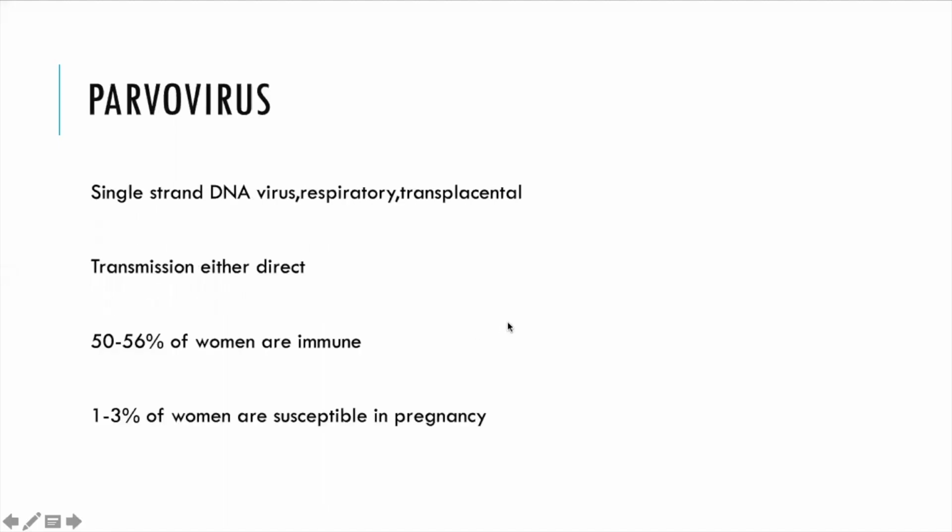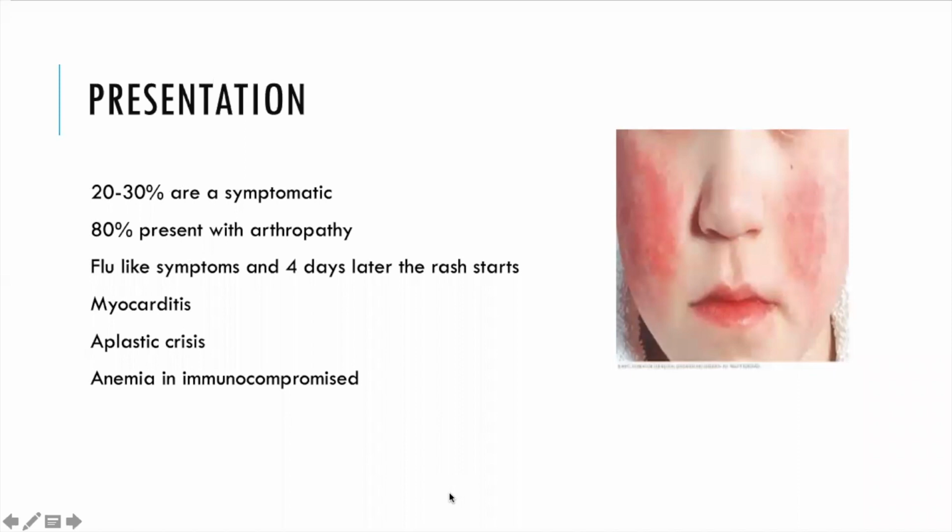Parvovirus is a single-stranded DNA virus. It is transmitted by respiratory droplet or transplacentally. 50 to 56% of women are immune, 1 to 3% of women are susceptible in pregnancy. In presentation, 20 to 30% are asymptomatic, 80% present with arthropathy, flu-like symptoms, and 4 days later the rash starts. Myocarditis, they can present with aplastic crisis, anemia and immunocompromised.